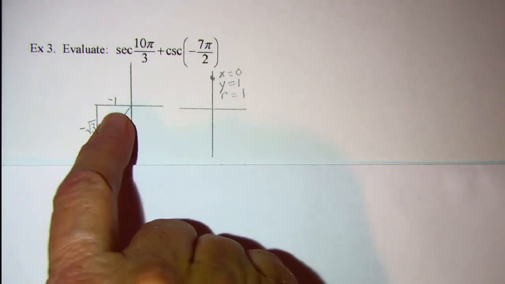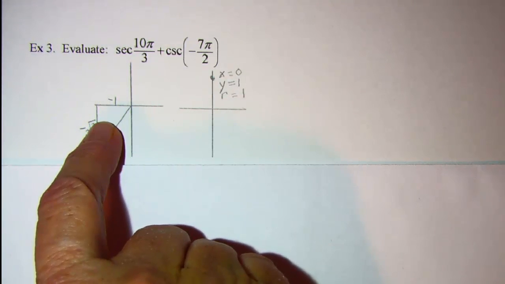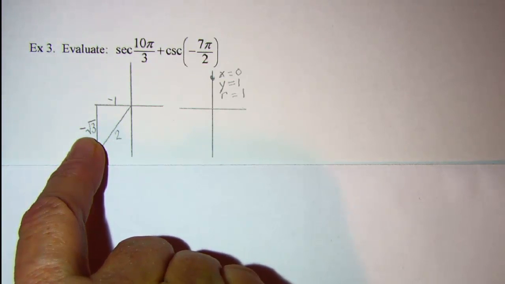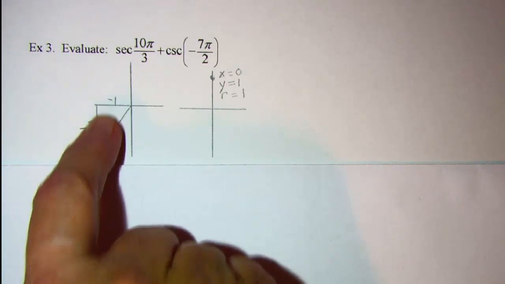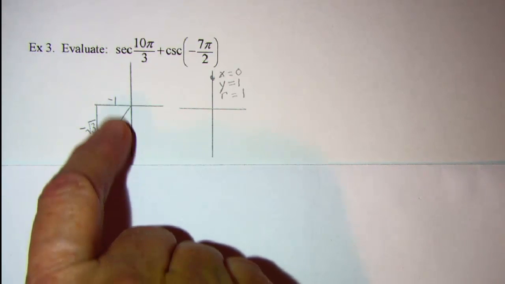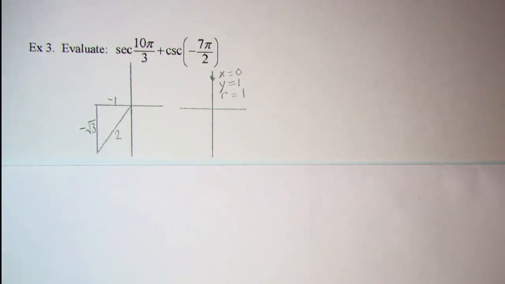But my reference angle is 60, and for a 60-degree reference angle, my side opposite is root 3, my side adjacent is 1, my hypotenuse is 2. Both of the legs on the triangle are negative because they're left and down.